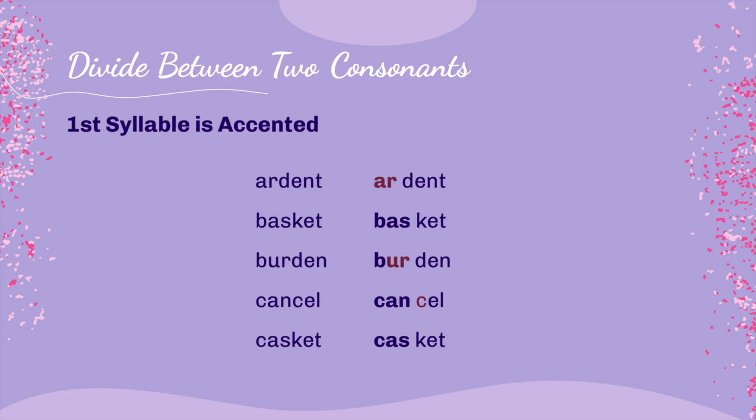The next rule is to divide between two consonants. So in all of these words, we have two consonants in the middle of the word together, and we are going to split between them. All of these syllables are closed because the vowel is either in the middle or the beginning, so the vowel will have its short sound, unless it's connected to a letter such as R that changes the sound. We remember that AR says ar and UR says ur, and C followed by an E, I, or Y has its soft sound of S. So we have ardent, basket, burden, cancel, and casket.